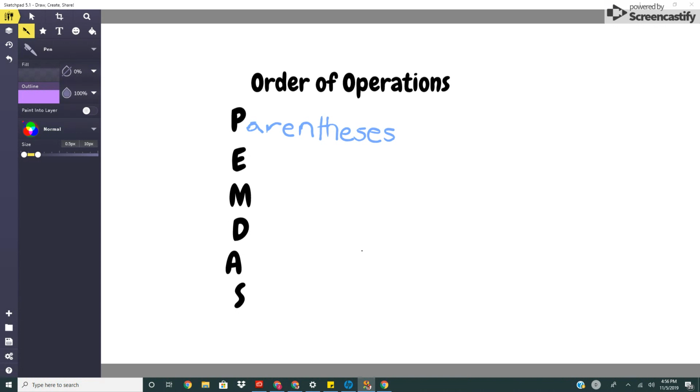Next in the operation, you need to follow the next rule, which is exponents. Next, you are going to solve the exponent. Okay, next in the order of operations is M. M stands for multiply. So let me write that in.